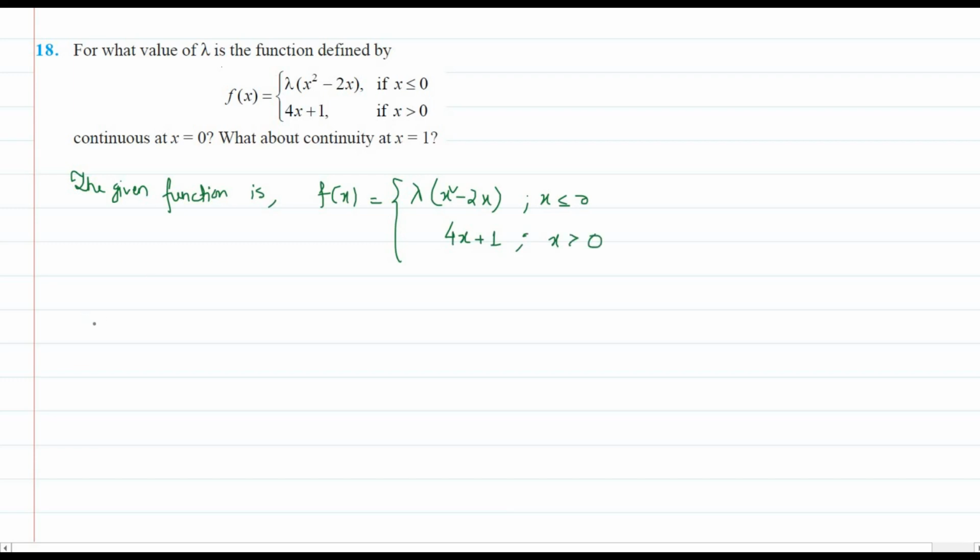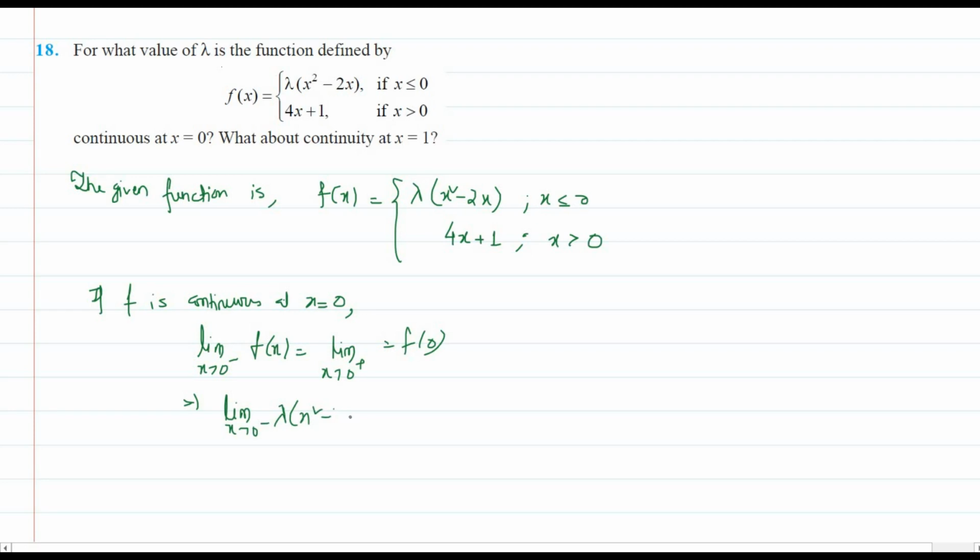if f is continuous at x equal to 0, the left hand limit and the right hand limit should be equal, and that should be equal to the value of the function at x equal to 0. So that is limit of x tends to 0 minus, so that gives us at the left hand side of 0 the function is defined like this: lambda of x square minus 2x, which is equal to limit of x tends to 0 plus 4x plus 1, which is equal to f of 0, means the value at 0, that is 0 square minus 2 into 0.